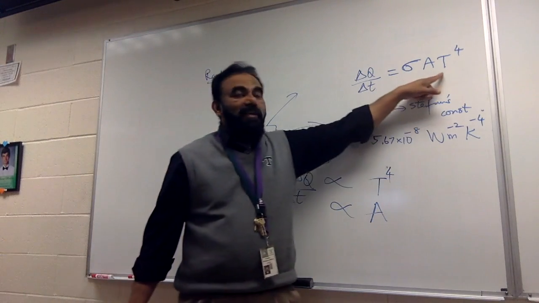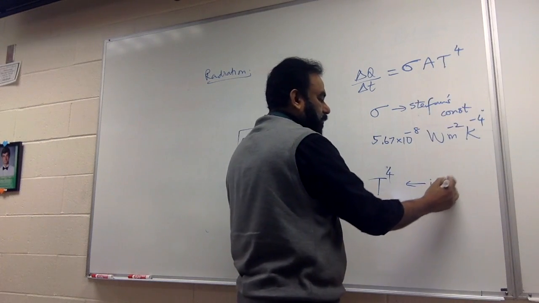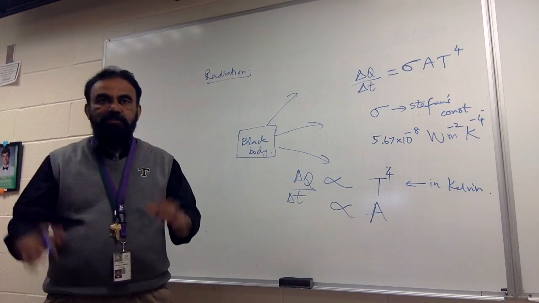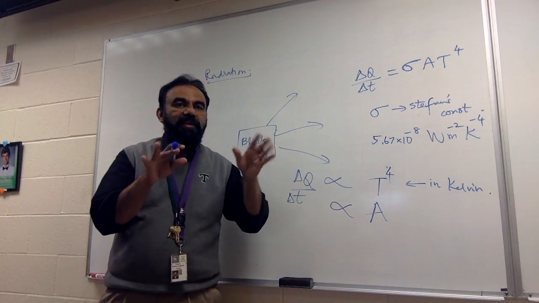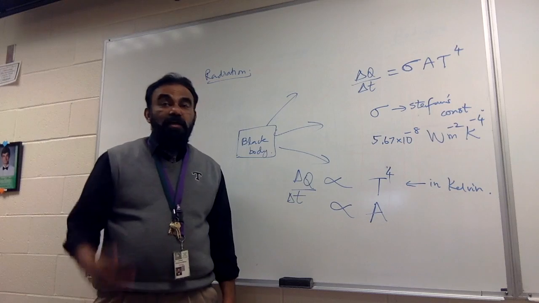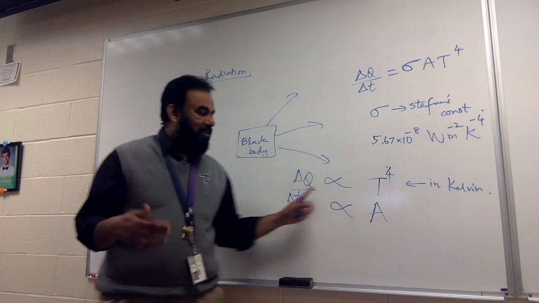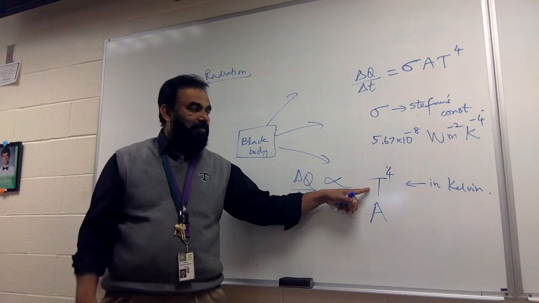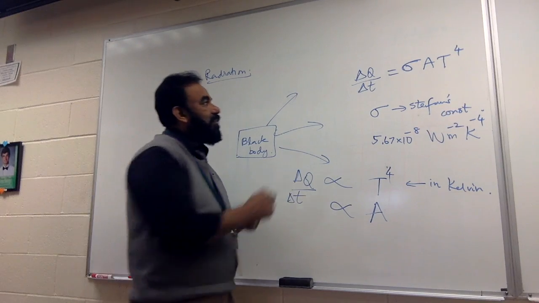And remember, this T must be in Kelvin. You're not talking about temperature difference, you're talking about temperature. So only at absolute zero will it stop radiating. Even if it is at 10 Kelvin, it's radiating. Higher the temperature, higher the radiation. You can see this is temperature to the power of 4. So the rate at which heat is emitted depends purely on the temperature to the power of 4. Make sense? So for a black body, this is the equation.